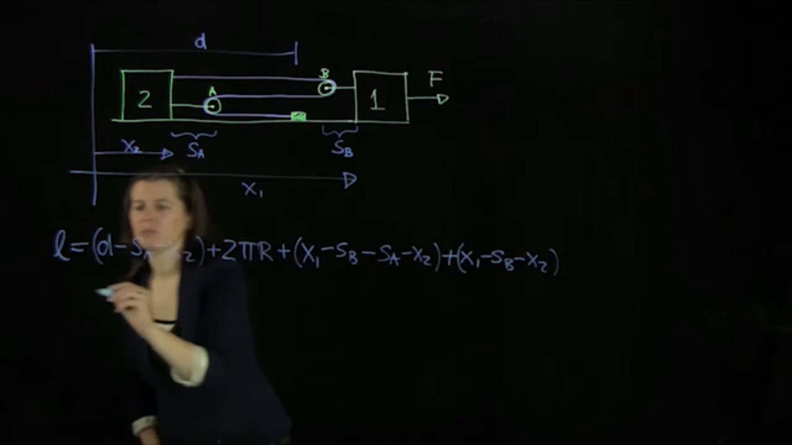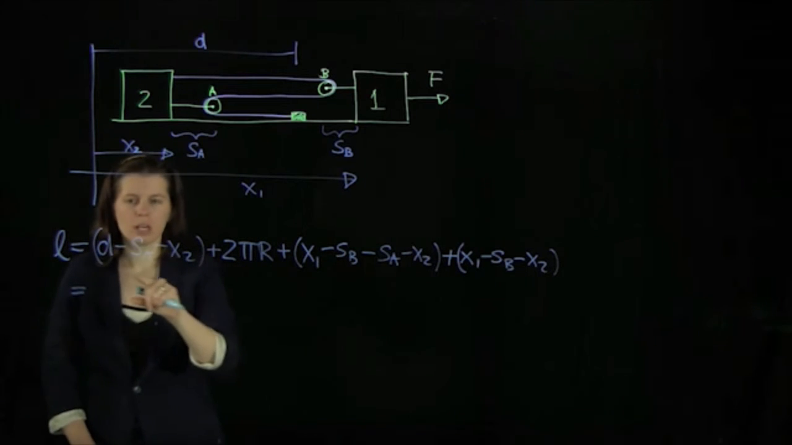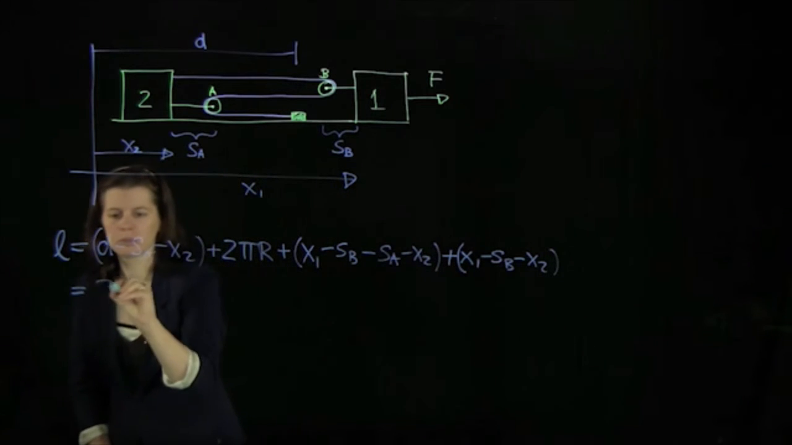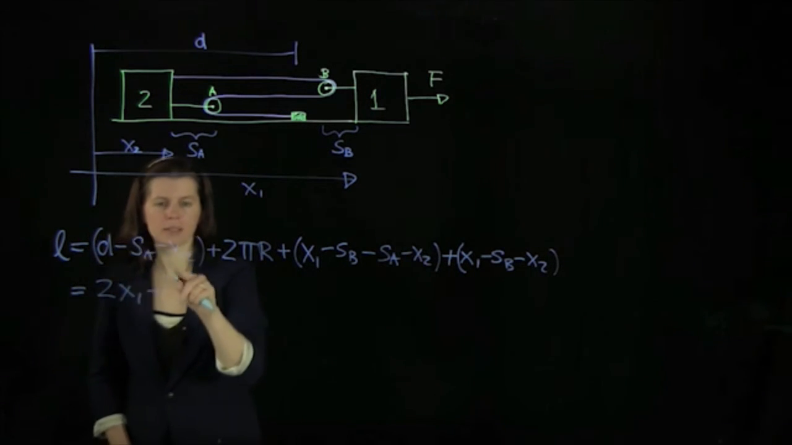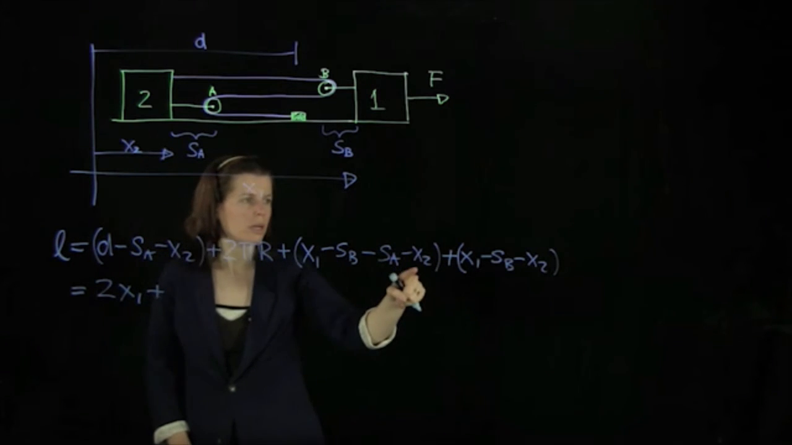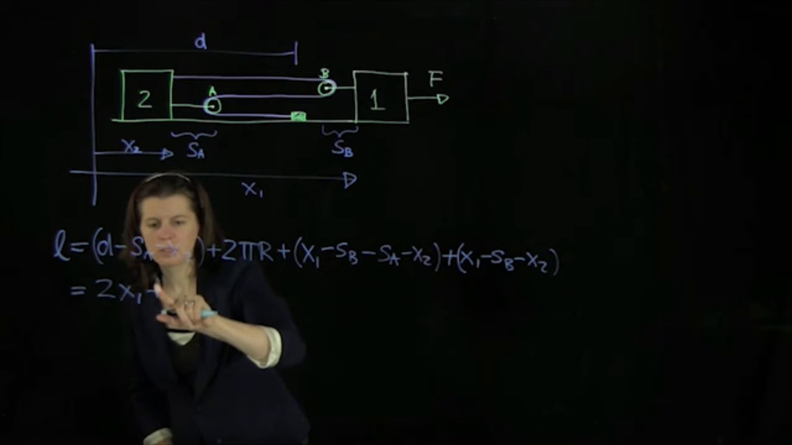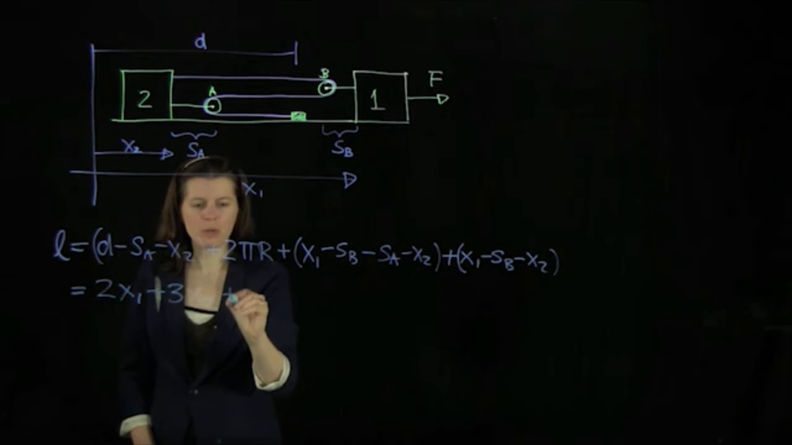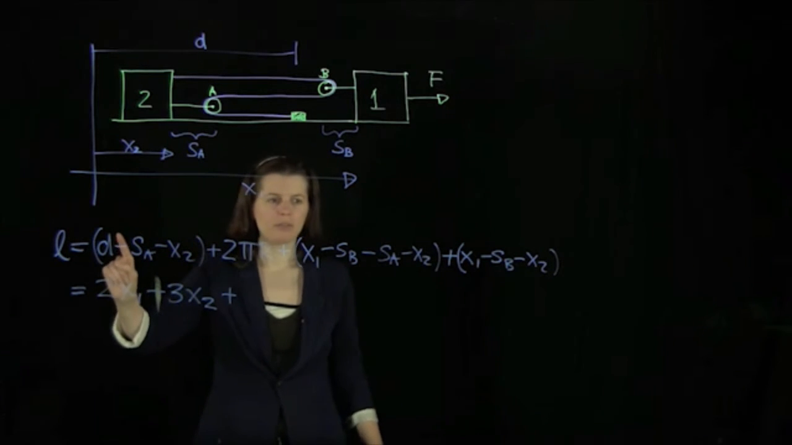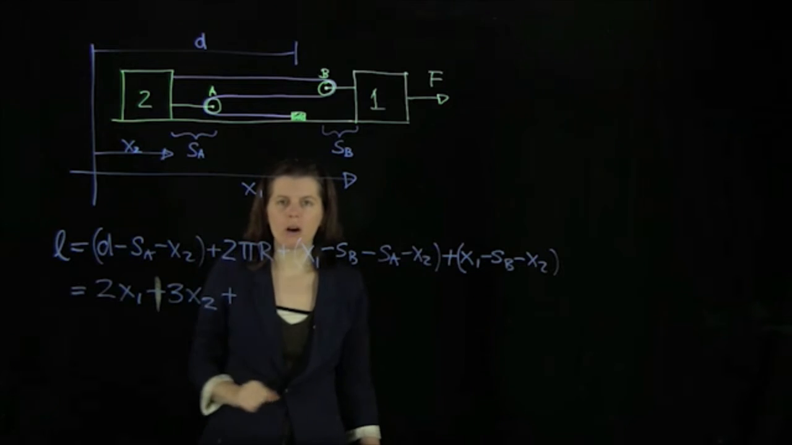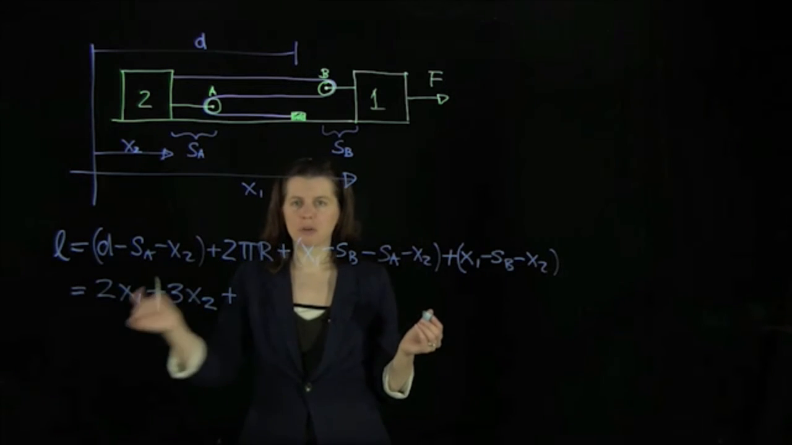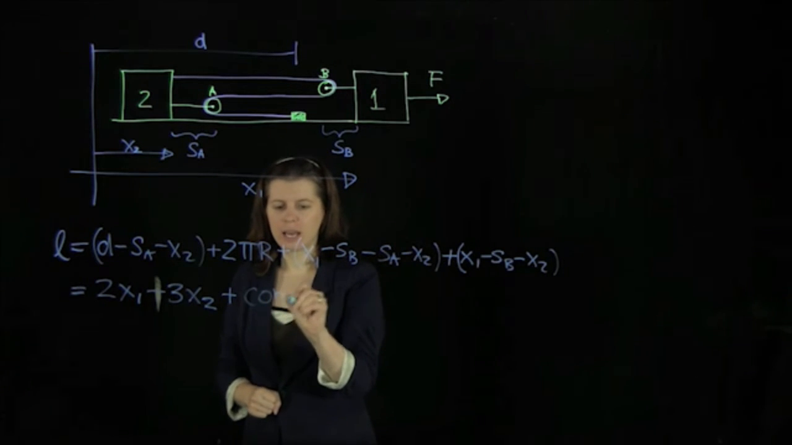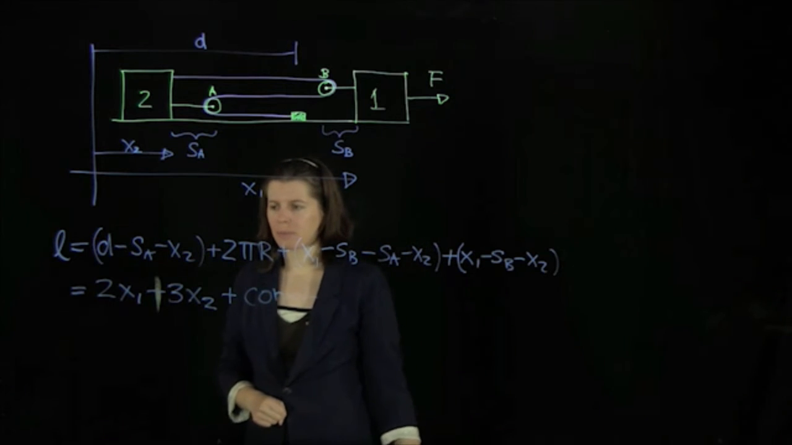Okay, so the next step is that we need to simplify this a little bit. So we have one x1 and another one here, 2x1, plus x2, x2, x2, actually 3, minus 3x2. And then we have all sorts of constants. We have d, we have SA, SB, the 2 pi r. But as you will see, if we differentiate this L here, that will actually all fall away. So we're going to make our life easy and just add a constant here.